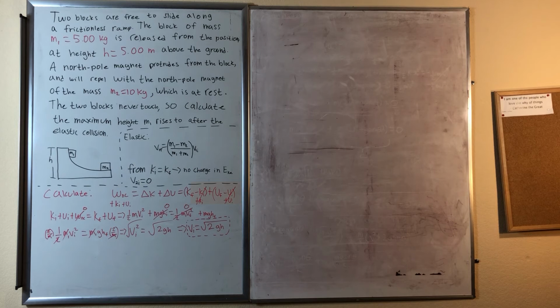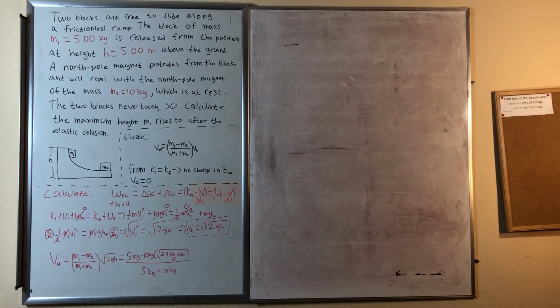Now we can find the final velocity after the collision by plugging in the velocity to the equation. Rewriting v sub 1 final equals m sub 1 minus m sub 2 over m sub 1 plus m sub 2, all times v sub 1 initial, which is square root of 2 times g times h. Now we can just plug numbers in and solve.